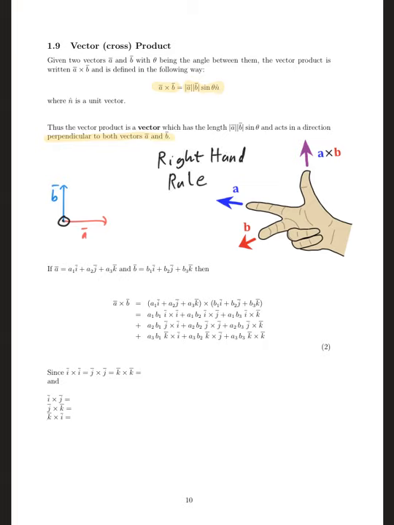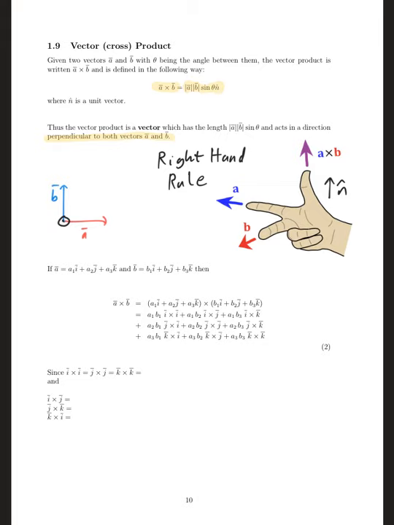So if you're finding the cross product of A and B, if you point your index finger in the direction of A and your second finger in the direction of B, like the picture, then your thumb is pointing in the direction of A cross B on your right hand. So the direction of this new vector n, the unit vector, is in the direction of your thumb, and hence the direction of A cross B is in the direction of your thumb. So that's a rule to remember the direction of the cross product.